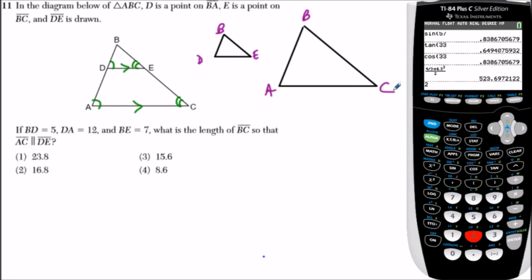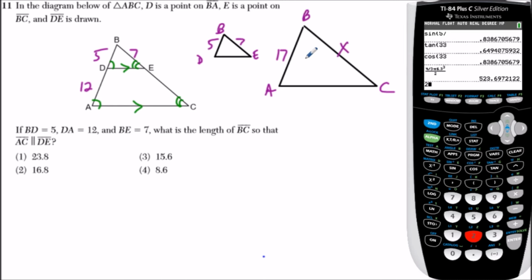So if we start labeling this here, BD is equal to 5, so we can label it here and here. DA is equal to 12, which tells us the entire segment BA is 5 plus 12. So this part here we could just call 17. And then BE is equal to 7, so we could label it here in the small triangle. And we're trying to find the entire length of BC, which we could call X.